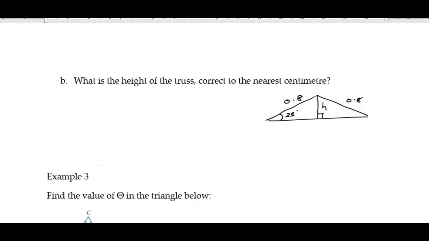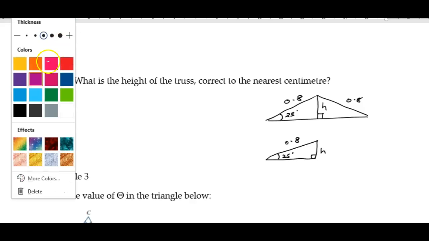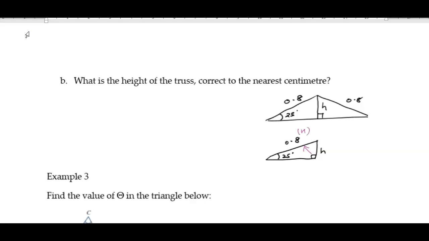Now we are dealing with a right angle triangle in this case. So if I take the right angle triangle, I'm just going to draw this separately for explanation purposes. h, 0.8, 25 degrees, and I label my sides. That's going to be my hypotenuse, that's going to be the opposite side, and the third one is going to be my adjacent side.